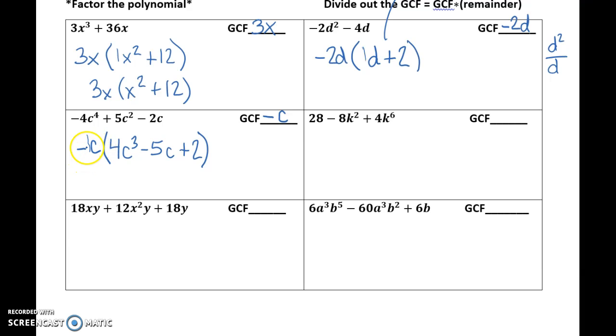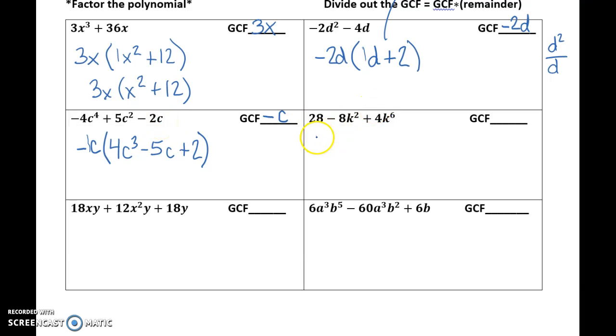Then check. Negative times positive is -4. C times C to the 3rd is C to the 4th. Negative times negative is +5. C times C is C squared. -1 times positive is -2. C times, there's nothing here, is that C. So that's how it works.